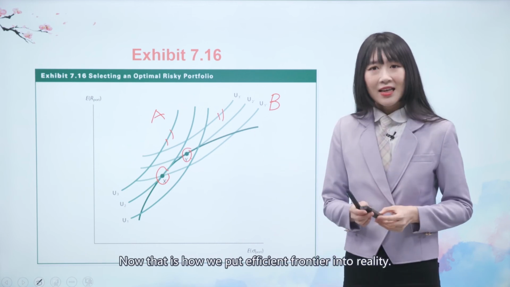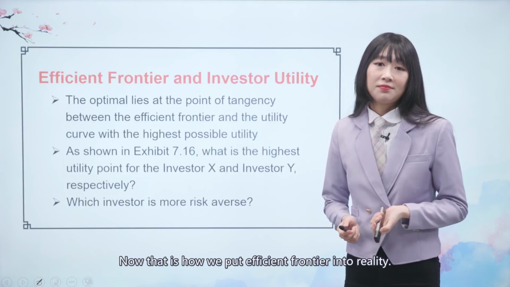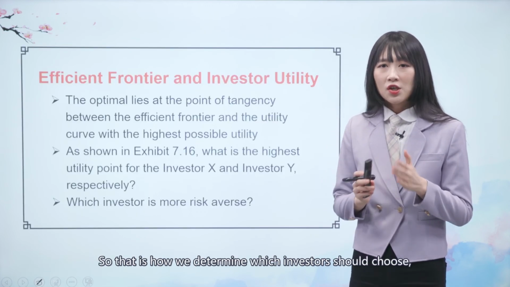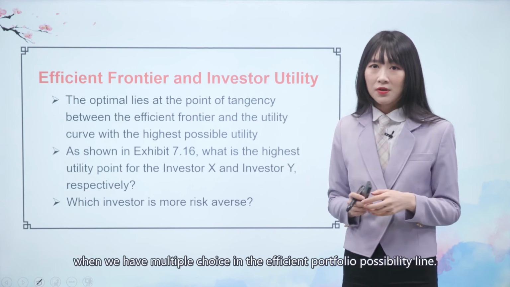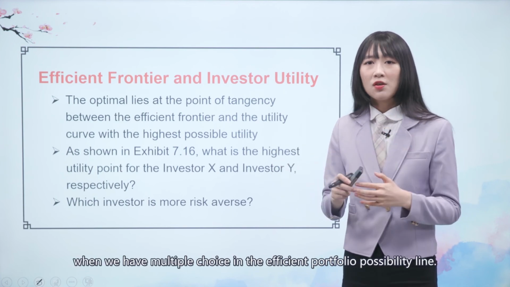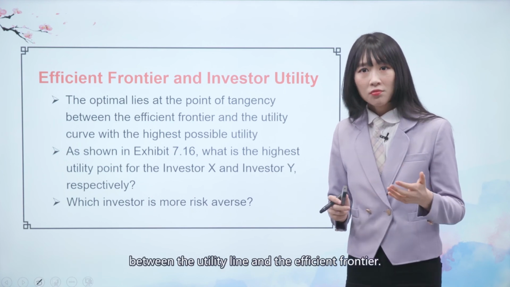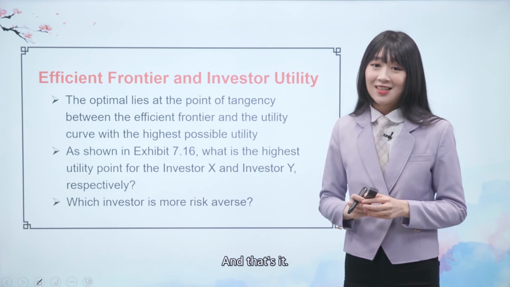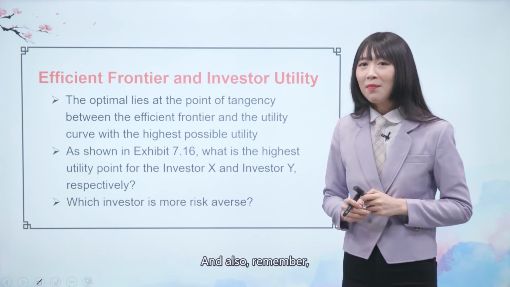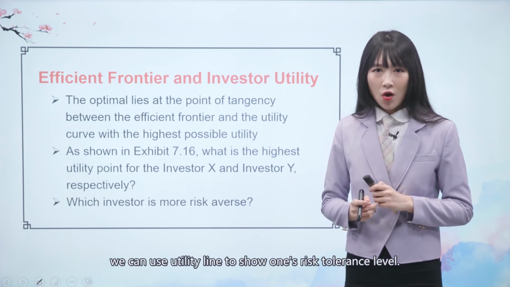Now, that is how we put the efficient frontier into reality. So that is how we determine which portfolio an investor should choose when we have multiple choices on the efficient portfolio possibility line. We find the tangency point between the utility line and the efficient frontier. And that's it. And also, remember, we can use the utility line to show one's risk tolerance level.